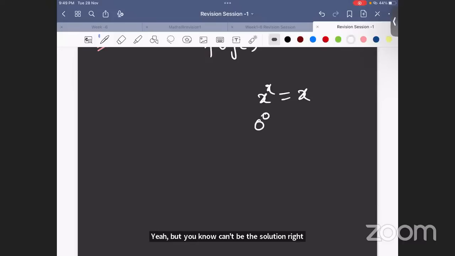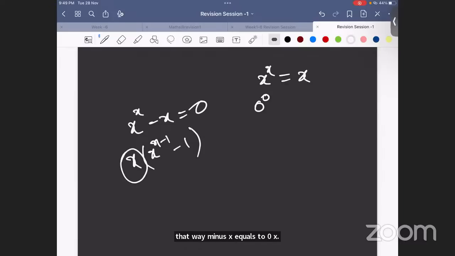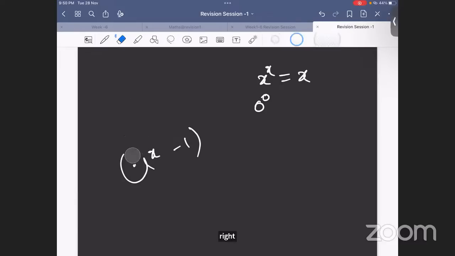0 to the power 0 is not defined, right? So you can't take 0 as a solution. That's why I was not using that method. You can do it that way: x to the power x minus x equals 0, take x common, x times (x to the power x minus 1 minus 1), but x equals 0 is not a solution for this case. Yes, sir. We can do it that way, and then eliminate the solutions which are not satisfying the domain of the given question.